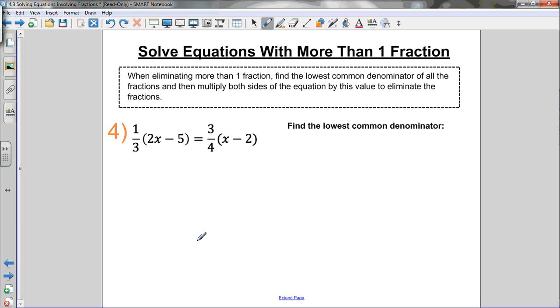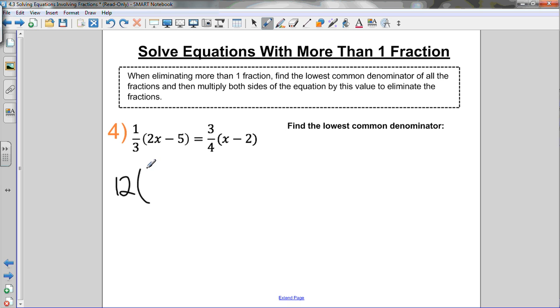In order to get rid of the fractions, if there's more than one fraction, what you need to do is find the lowest common denominator between the denominators of all the fractions. So I have a denominator of 3, a denominator of 4. The lowest common denominator of 3 and 4 is 12. So I need to multiply both sides of this equation by 12.